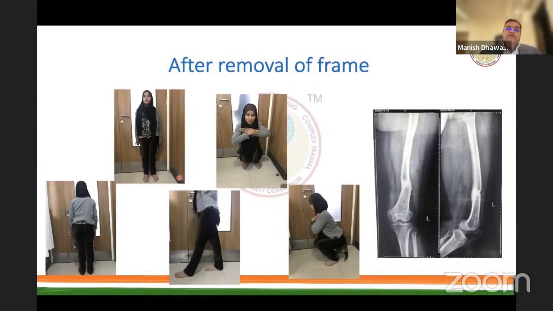Now she is married also. She came to me three days back. She is happy, and incidentally she has a child now. The child also has bilateral genu valgum. So this is the case.